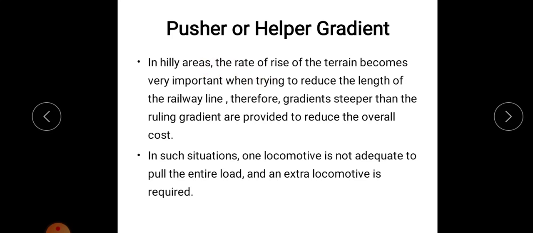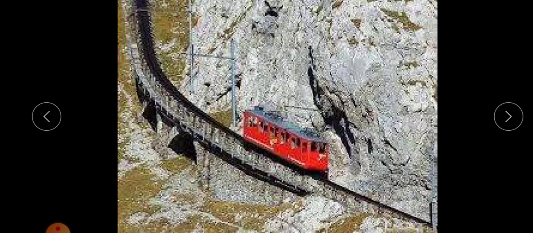It is known as pusher or helper gradient because in such a situation one locomotive is not adequate to pull the entire load. Since in hilly regions the gradient is very steep, we have to provide an extra locomotive to pull the entire load. So it is known as pusher or helper gradient. Here an extra locomotive is required to pull the entire load because the gradient is very high. So this is provided in hilly regions.